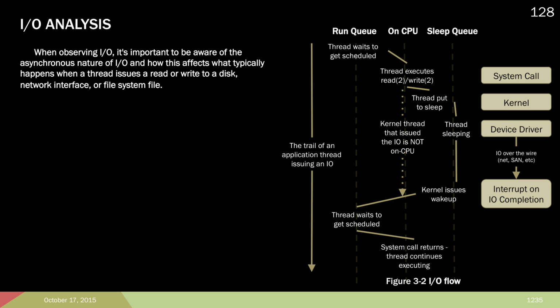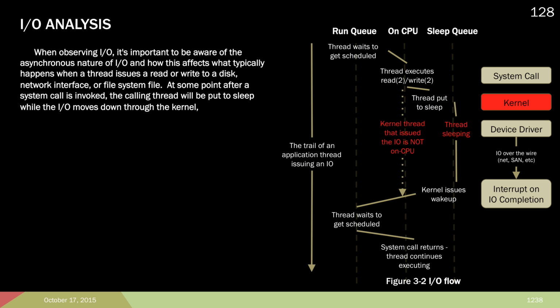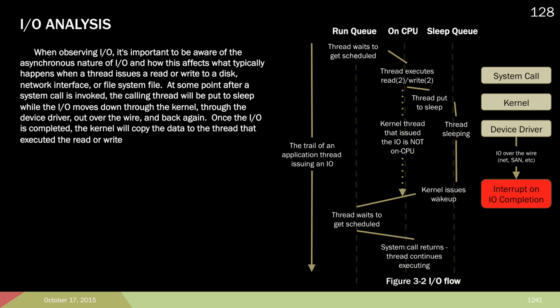When observing I/O, it is important to be aware of the synchronous nature of I/O and how this affects what typically happens when a thread issues a read or write to disk, network interface, or file system. At some point after a system call is invoked, the calling thread will be put to sleep while the I/O moves down through the kernel, through the device driver, out over the wire, and back again. Once the I/O is completed, the kernel will copy the data to the thread that executed the read or write and issue a wake-up to the thread.